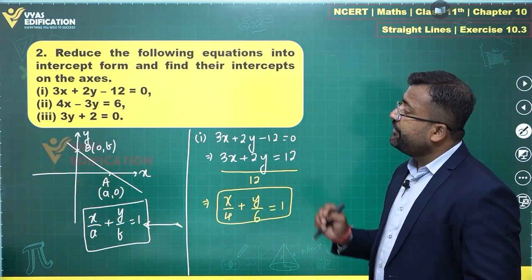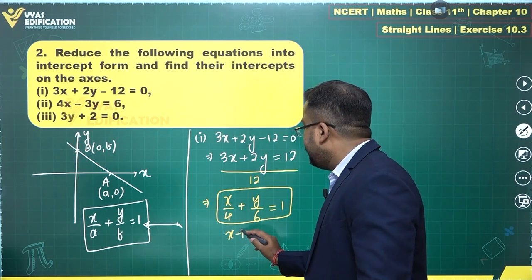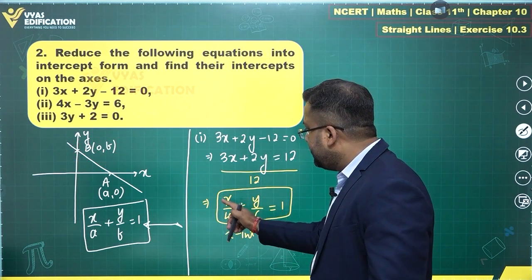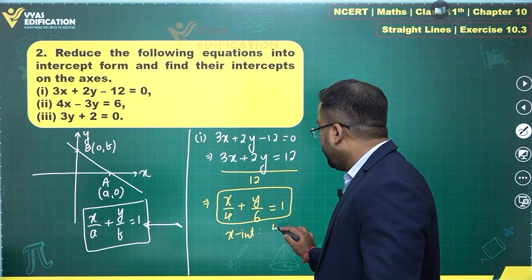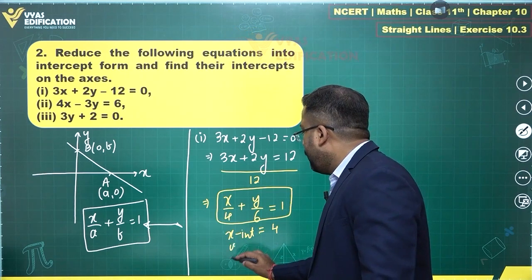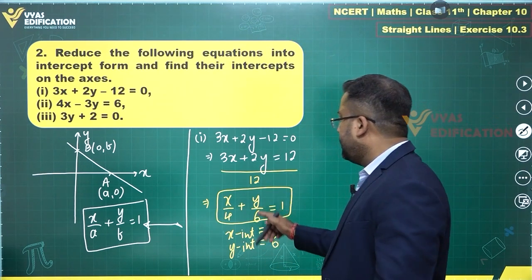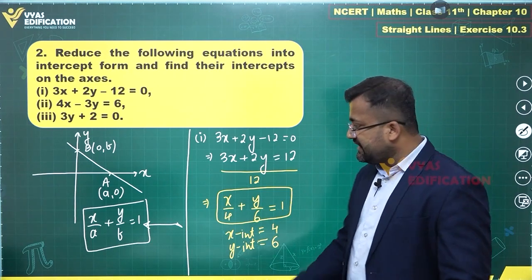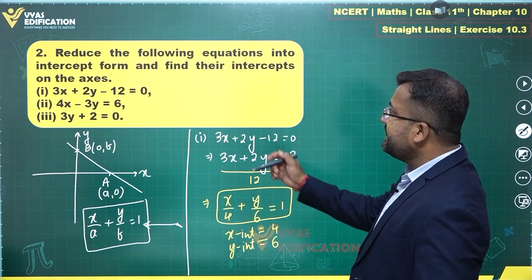Reduce the following equations into intercept form and find their intercepts on the x and y axes. So the denominator of x gives me the x-intercept. This is 4, so the x-intercept is 4. The y-intercept is 6, as you can clearly observe over here. Yes, this is the final answer for this first part. After this, let's talk about the second part.